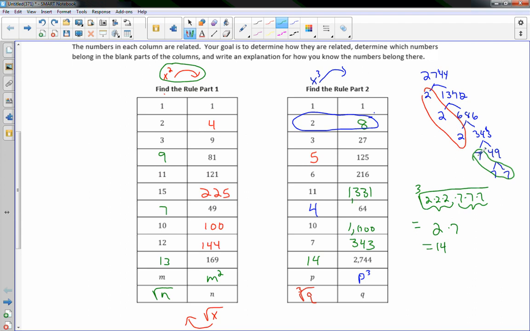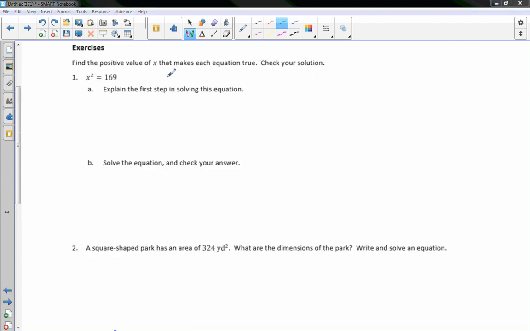Factor tree and look for 3 of a kind. They come outside, multiply them together. If there's any leftovers, they have to stay in the radical, and that means they're not perfect cubes, but that did not happen here. Okay, now we have exercises here, so try these, pause the video, see if you can do them, and when you come back, I will explain.